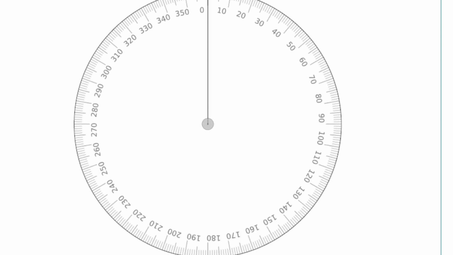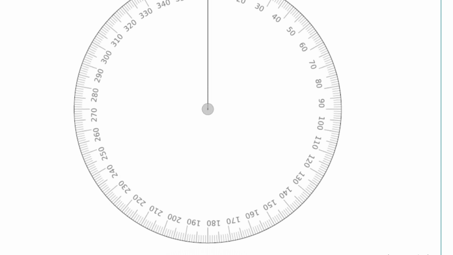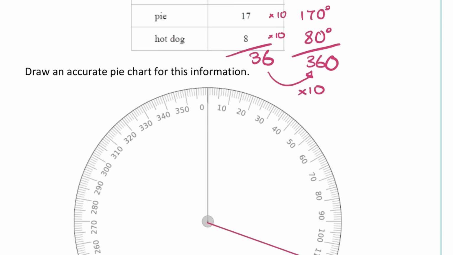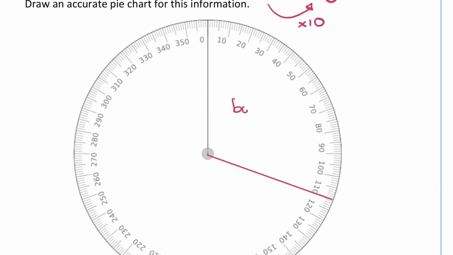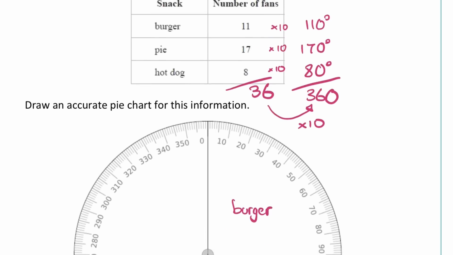So for the first one, we have 110 degrees. So I'm going to go from the centre and measure this out using my protractor. If you have a 180 degree protractor and you're measuring clockwise, you need to use the outside numbers. There we go, that's 110 degrees. And we'll label that with whatever it is, so that relates to the burger.